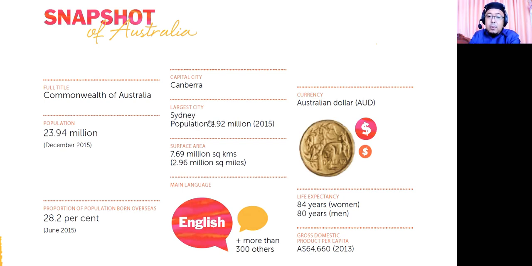Population is 4.92 million in 2015. And population in general is 23.94 million in December 2015. Nah, jadi pada bulan Desember tahun 2015, populasinya adalah 23.94 million.